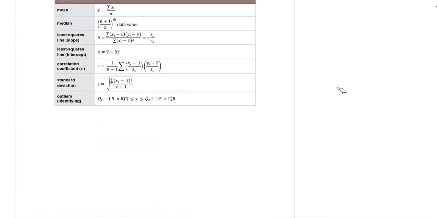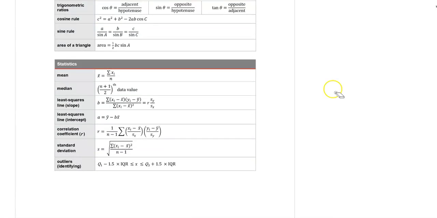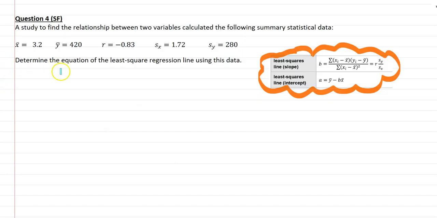Again, it's located on the second page, and here's the location of those two formulas. All right, give it a go and we'll see how you went shortly.